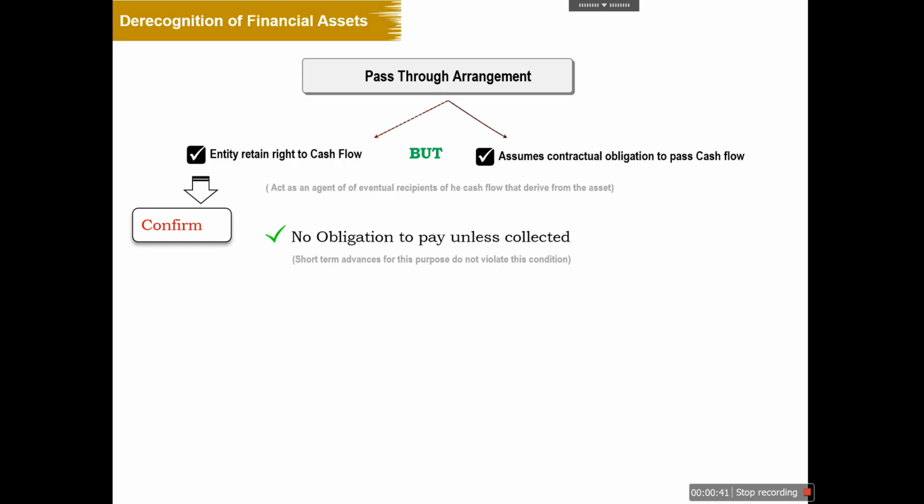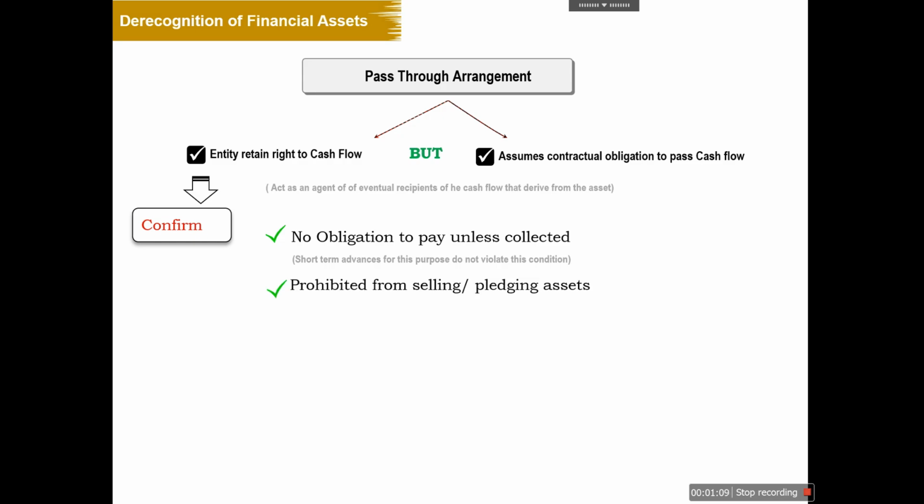In these cases, however, short-term advances by the entity to the eventual recipient with the right of full recovery of the amount lent plus interest at the market rate do not violate this condition. So this condition will be satisfied if there is no obligation on the part of the entity unless it has received or collected cash flow from the financial assets.